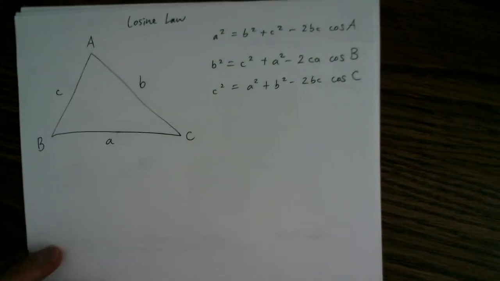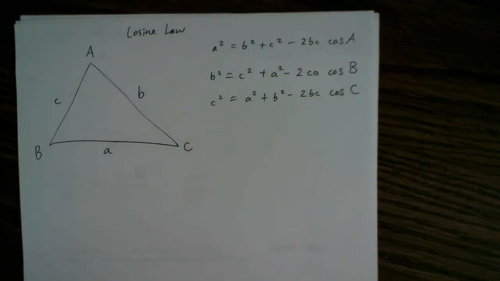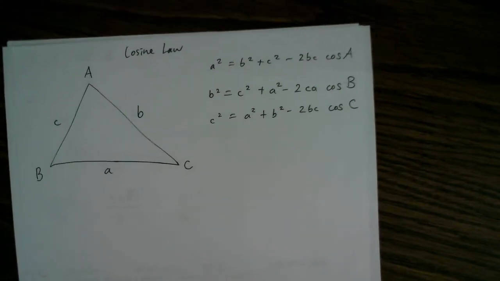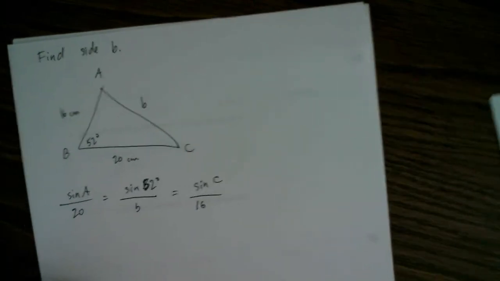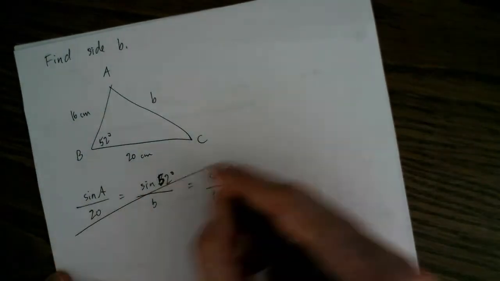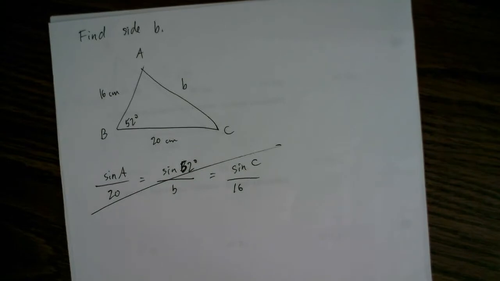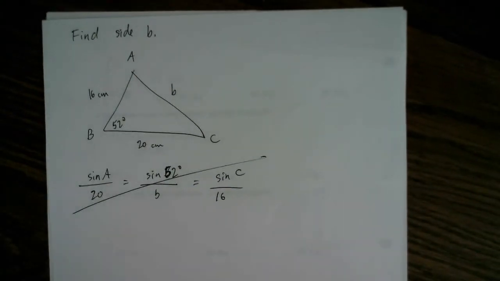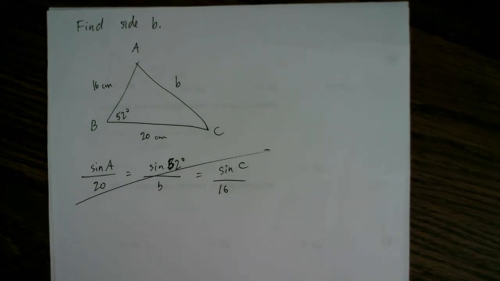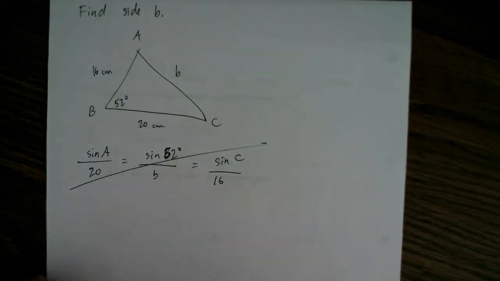What we have to use is the cosine law. Okay, so let's see how the cosine law is going to work in this situation. So that was an attempt, and it didn't work. Sometimes things don't work in math, so we just cross it off and we try something else.